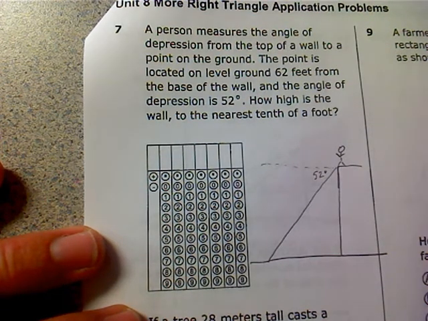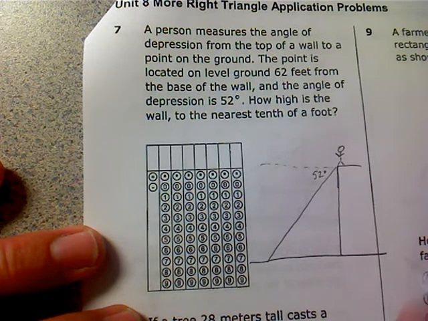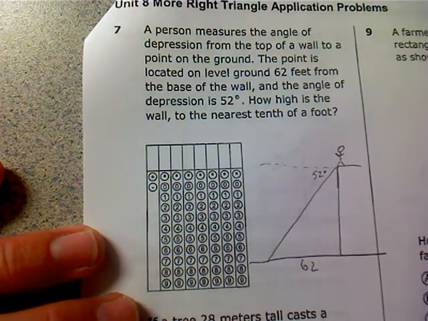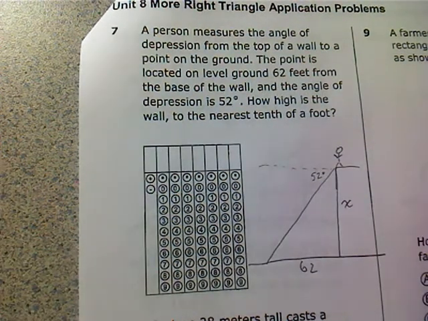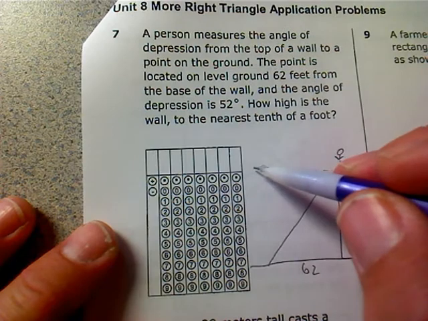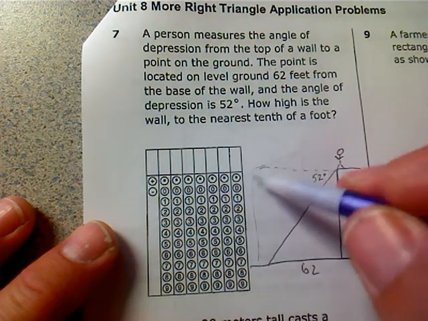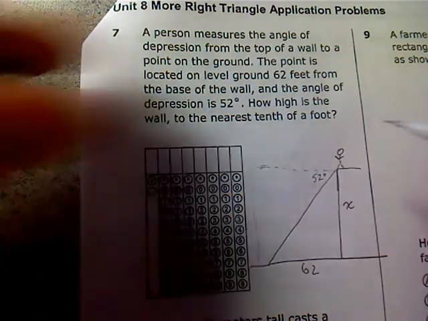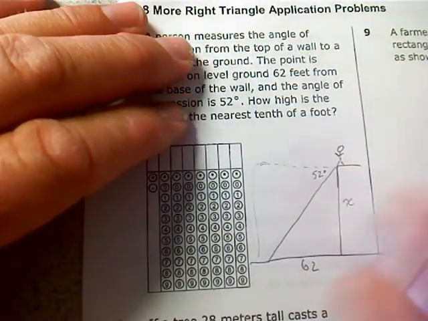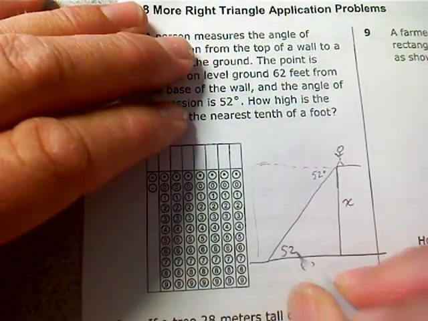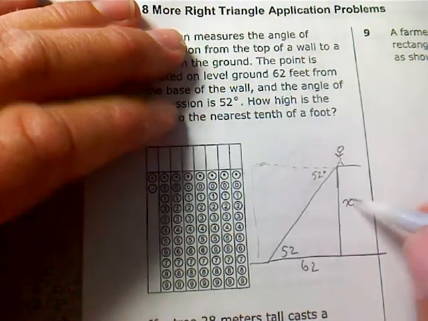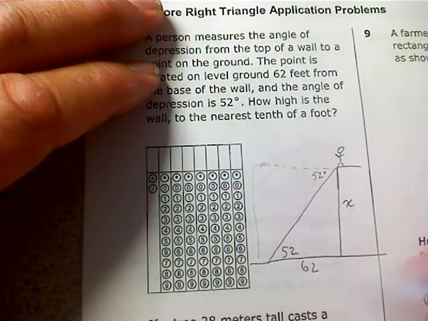The point is located 62 feet from the base of the wall. So this is 62 feet. How high is the wall? This is what I'm looking for. Now there's a couple of ways to do this. One is to draw your triangle over here. And this distance is going to be x, and this distance is going to be 52. That way works great. But I also know if that's 52, then this is 52 right here, because those are alternate interior angles. So I've got the opposite and the adjacent.